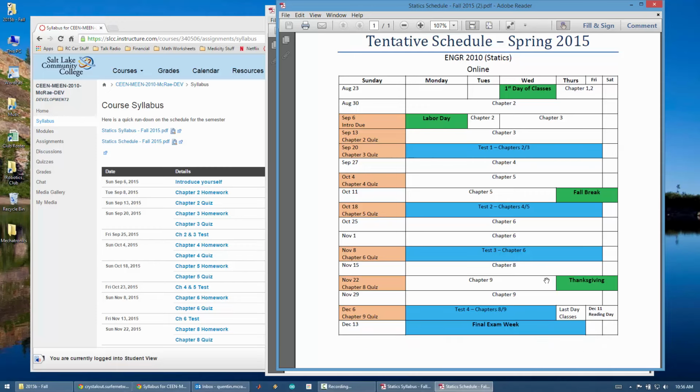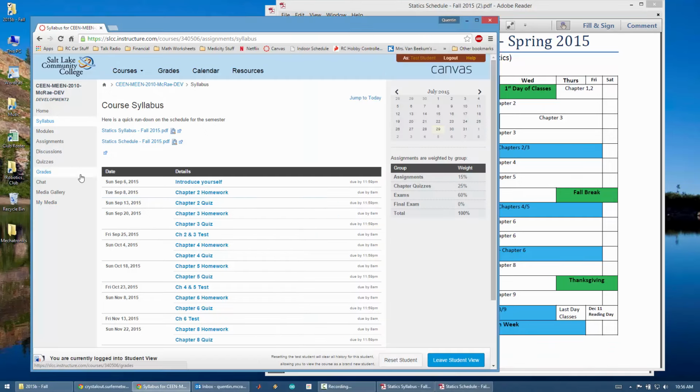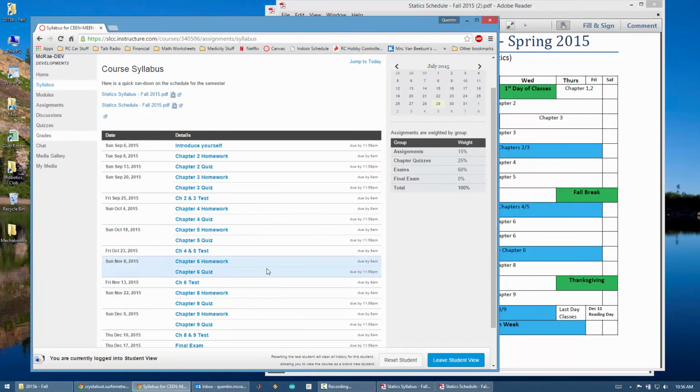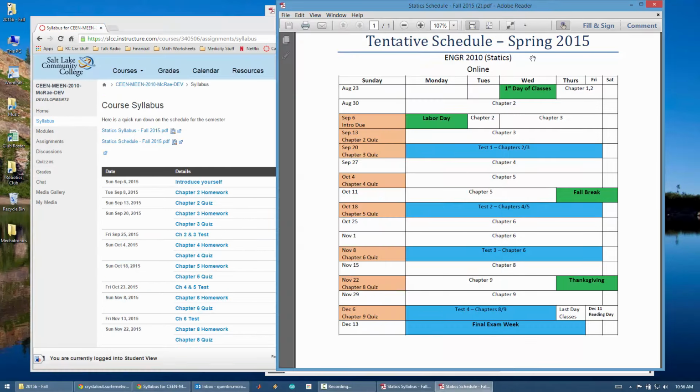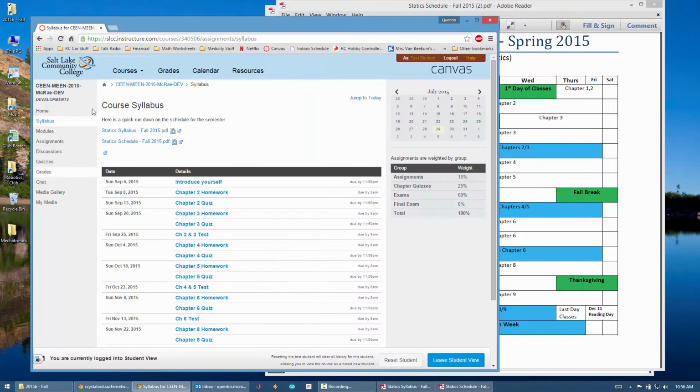So I don't think there's anything tricky about this schedule. It's pretty straightforward. Again, it's all the same information that is here on this website. But I just find this PDF file a little easier to look at and to see what's going on. So that's the schedule.